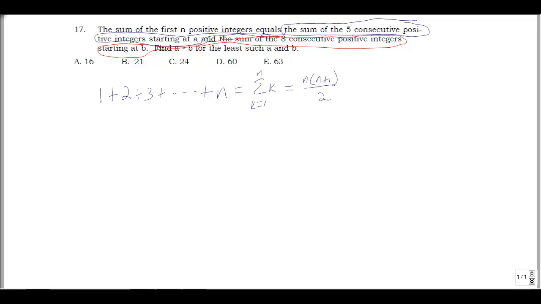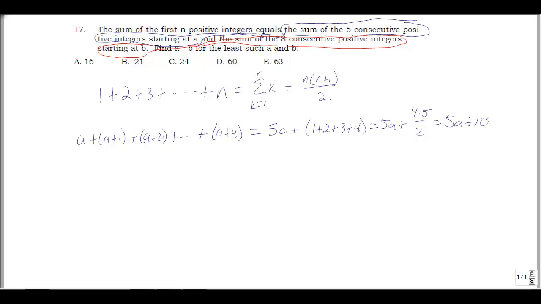We're going to say this is the sum of the 5 consecutive positive integers starting at a. So we have a plus 0, a plus 1, a plus 2, and the last one is a plus 4. There should be 5 of them. You get an a from each term, that gives you 5a, and then plus 1 plus 2 plus 3 plus 4. Using the formula, that's 4 times 5 over 2, which is 20 over 2, that's 10. So that's 5a plus 10.